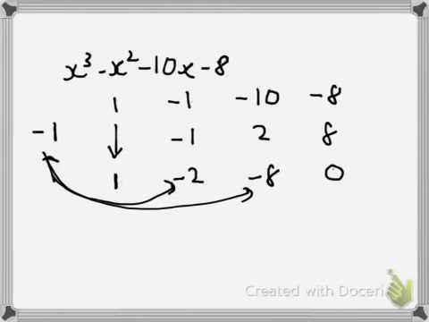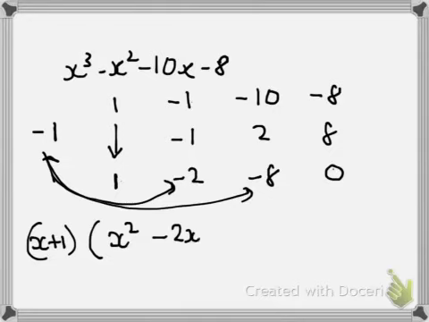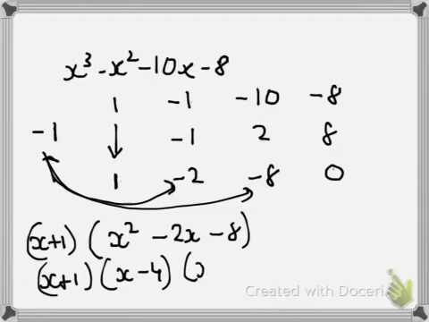Alright, so our first factor, remember, was x plus 1. When we divide x plus 1 into that polynomial, we get 1x squared, minus 2x, minus 8. Then we need to factorize that. We get x plus 1, and we get x minus 4, x plus 2.